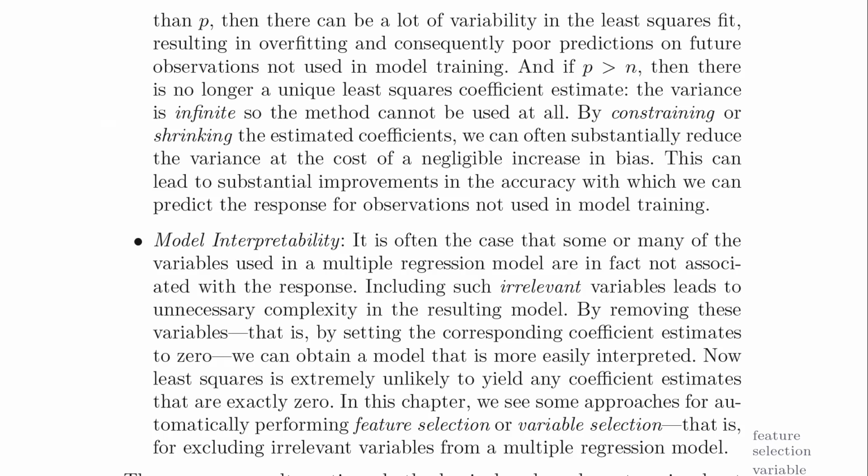By constraining or shrinking the estimated coefficients, so taking a lower value of p, by just ignoring some of them, we can often substantially reduce the variance. That's what we want, right? You want to reduce the variance at the cost of a negligible increase in bias.